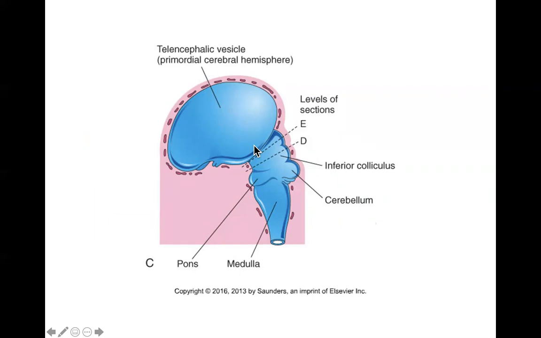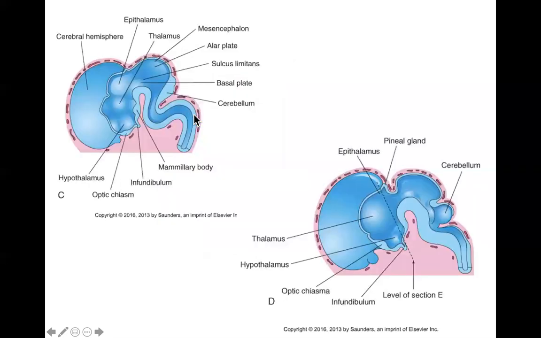The cavities of these vesicles, the cerebral hemispheres, are destined to become the lateral ventricles. The front part of the forebrain is called the telencephalon, and the back part of the forebrain is the diencephalon. They're still the forebrain, but different sections of it. The cavities of both are going to contribute to the formation of the third ventricle. And anyway, so let's tackle the diencephalon first.